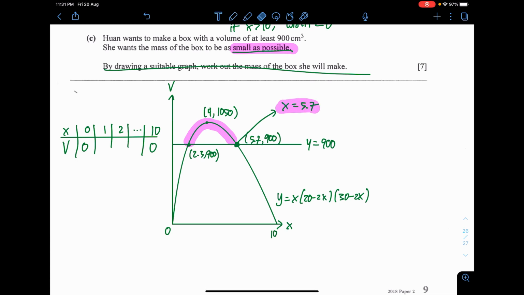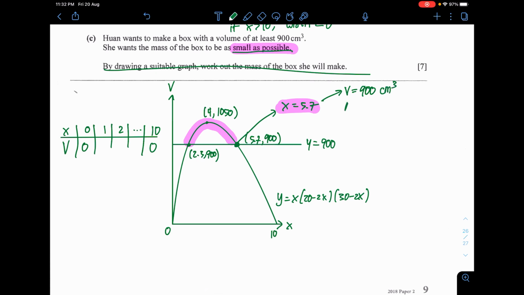So work out the mass of the box that you will make. First you need to find the volume. Put down 5.7, 20 minus 5.7 times 2 is 11.4, 30 minus 11.4. Actually, you know what, I got the volume already, it's 900. Why do I even need to count them? The volume is 900, so 900 cm cubed.